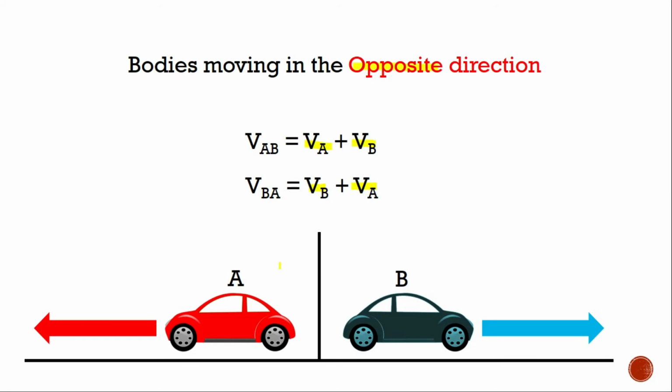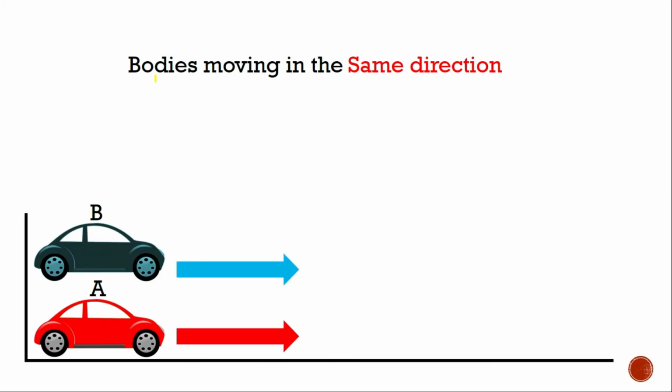In the same manner, the relative velocity of a body with respect to a body moving in the same direction is given by velocity of A with respect to B is velocity of A minus velocity of B, and velocity of B with respect to A is velocity of B minus velocity of A.